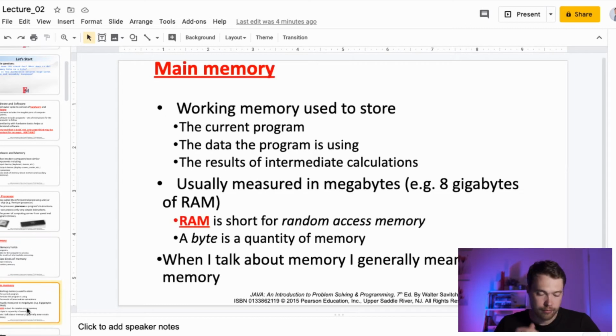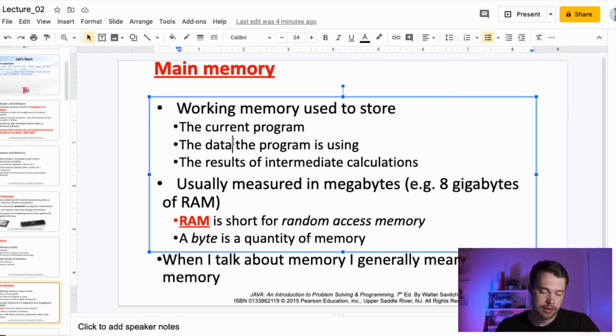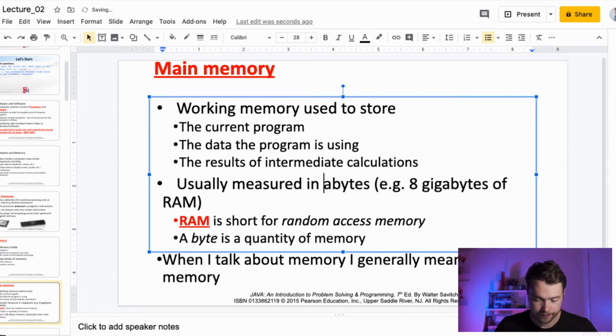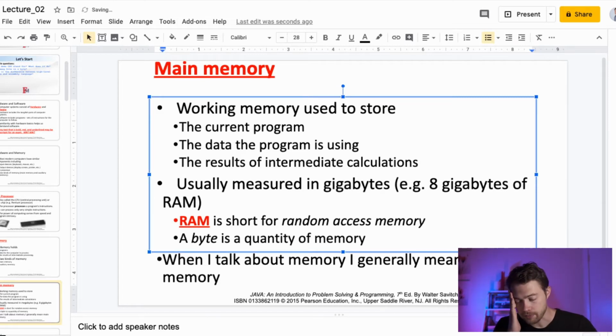So what's main memory? Main memory is RAM. RAM stands for random access memory. It is working memory used to store the current program, the data, and the results of intermediate calculations, usually measured in gigabytes. For example, 8 gigabytes of RAM. A byte is a quantity of memory. A bit later we'll be talking about bits, bytes, kilobytes, megabytes, gigabytes, terabytes. When we talk about the memory, we generally mean main memory, which is your RAM.